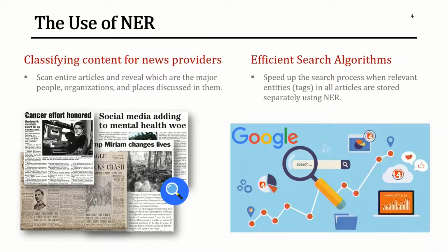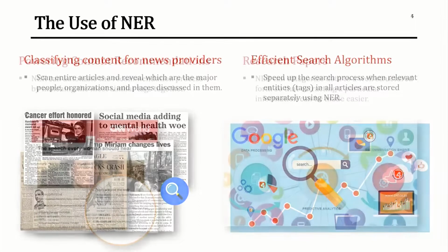The next use of NER is to have efficient search algorithms. As we know, in Google, when we search for something, there are many resources available on the internet or online. So we need to make it as fast as we can. With NER, it speeds up the search process. When we obtain the relevant text, or we call them entities, in all the articles which are stored separately using NER, we can extract those entities into the documents and later search from that information.